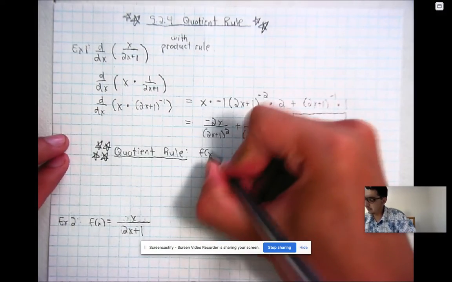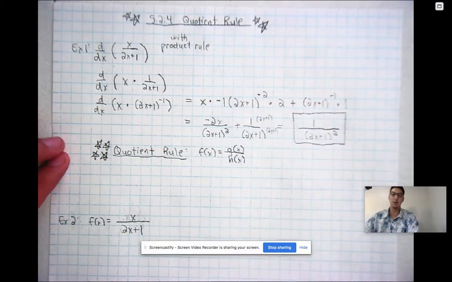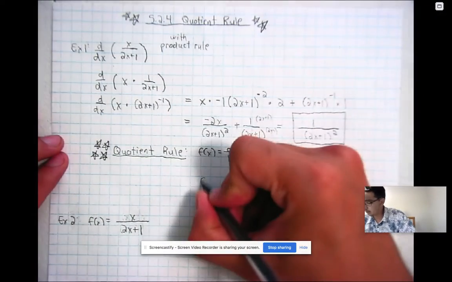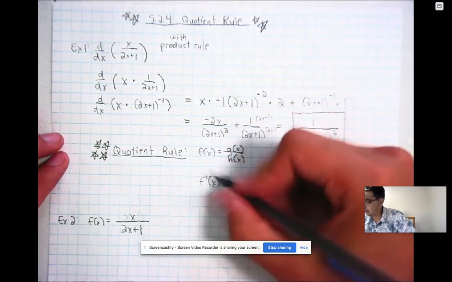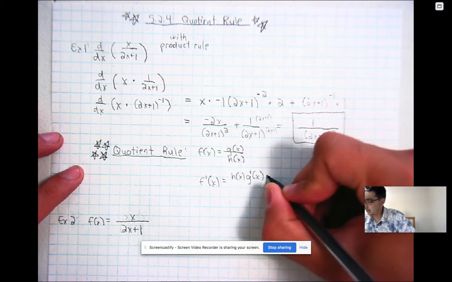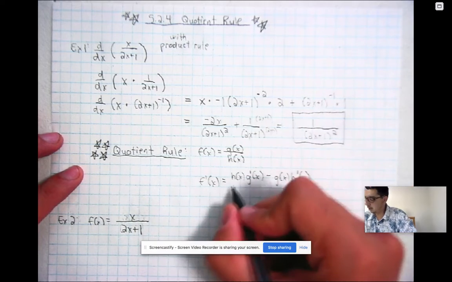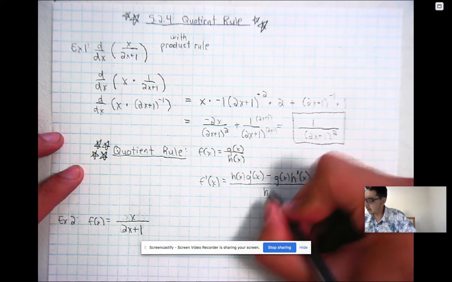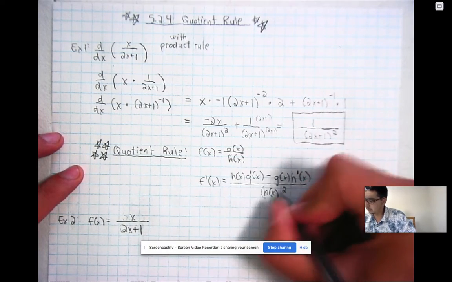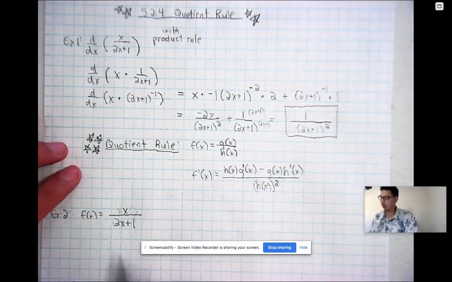That if you have a function f(x), which is equal to two functions that are dividing each other, say g(x) over h(x), well then f prime of x will equal the bottom times the derivative of the top minus the top times the derivative of the bottom all over the bottom squared. And that is the quotient rule. And I'm going to write it in words here, and then we'll look at this problem down here.